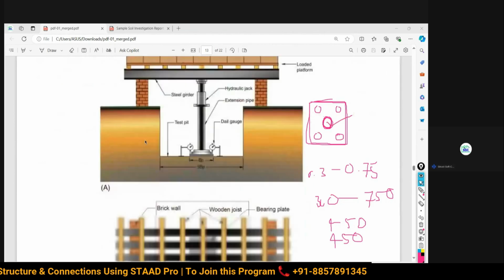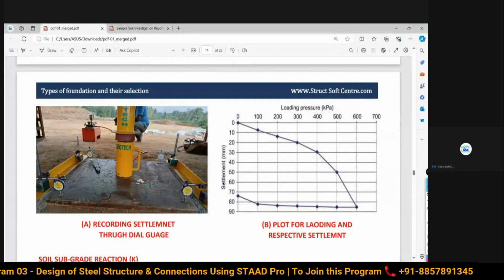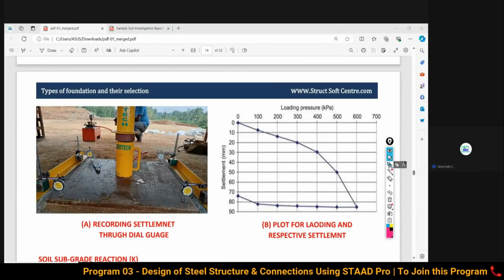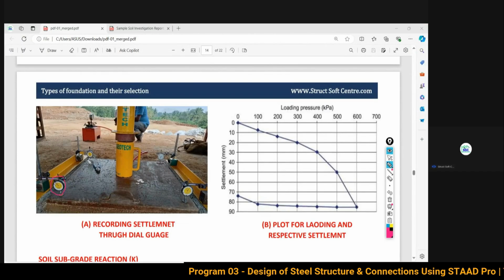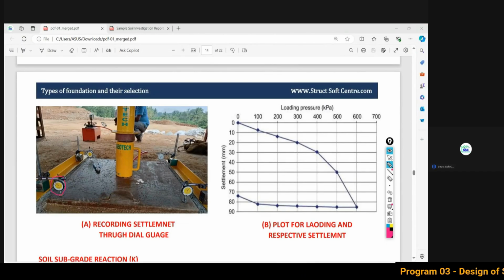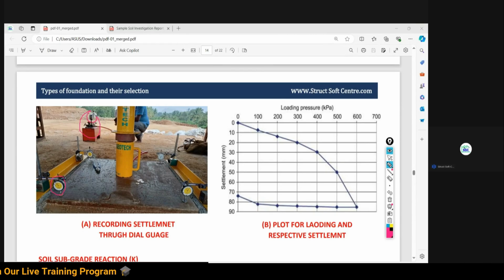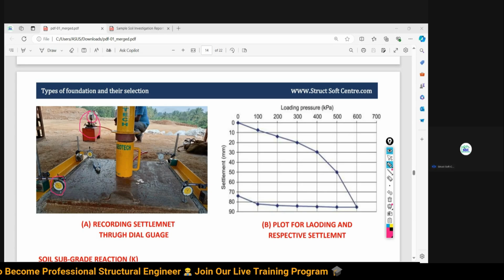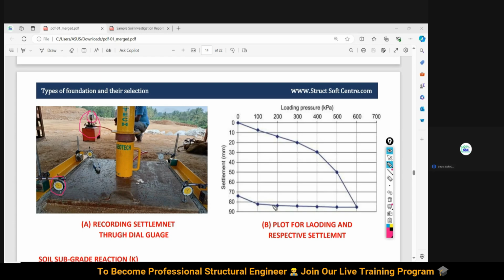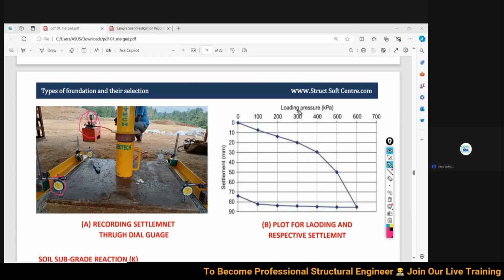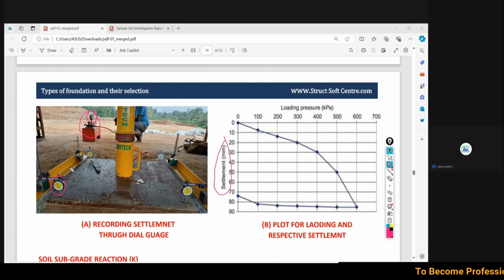I can show you here. See, here we record the settlement at four corners of the plate, and we continuously increase the pressure. So here we increase the load, and from here we see the settlement. Against these two, we plot a graph, loading or pressure versus settlement. And to what extent are we going to apply the pressure?